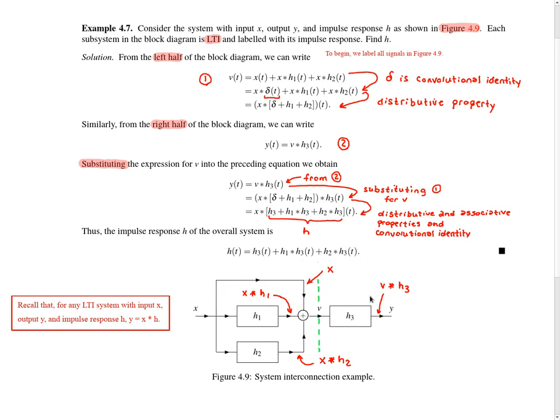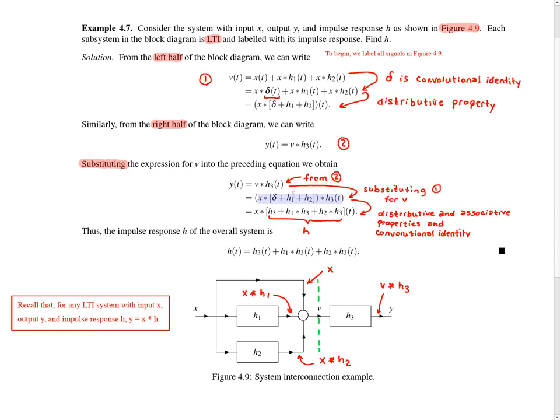Now let's move on to the right side of the block diagram. Just by inspection, we have that Y is equal to V convolved with H3, because both of these labels are labeling the same point in the block diagram. So this gives us this equation here, which is just read off of our labeled block diagram, copied below. Now we're going to take the formula we got for V, in other words for the left side of the block diagram, and substitute it in for V in this equation. And this gives us this next line here.